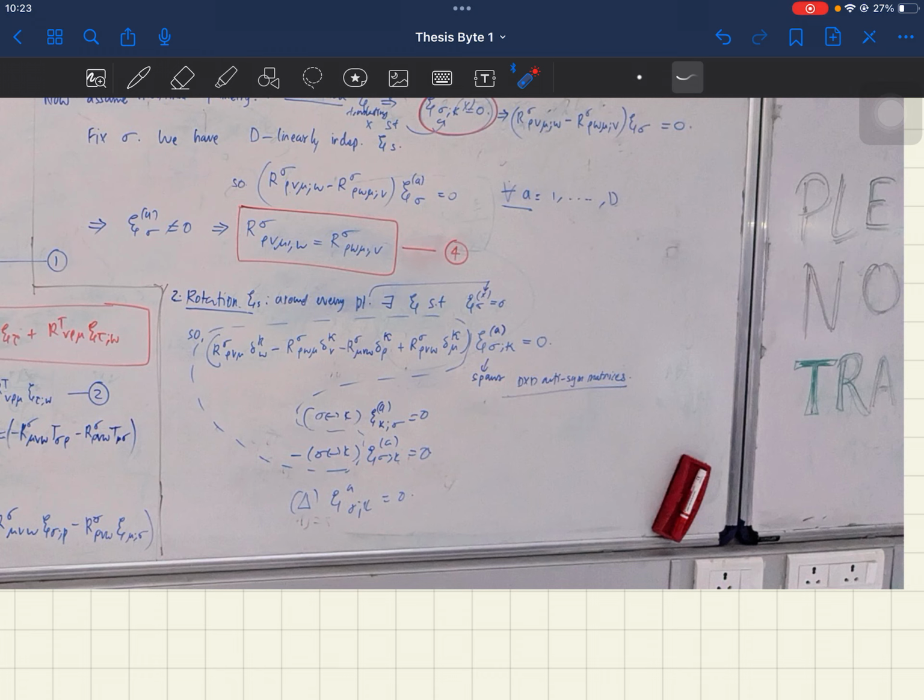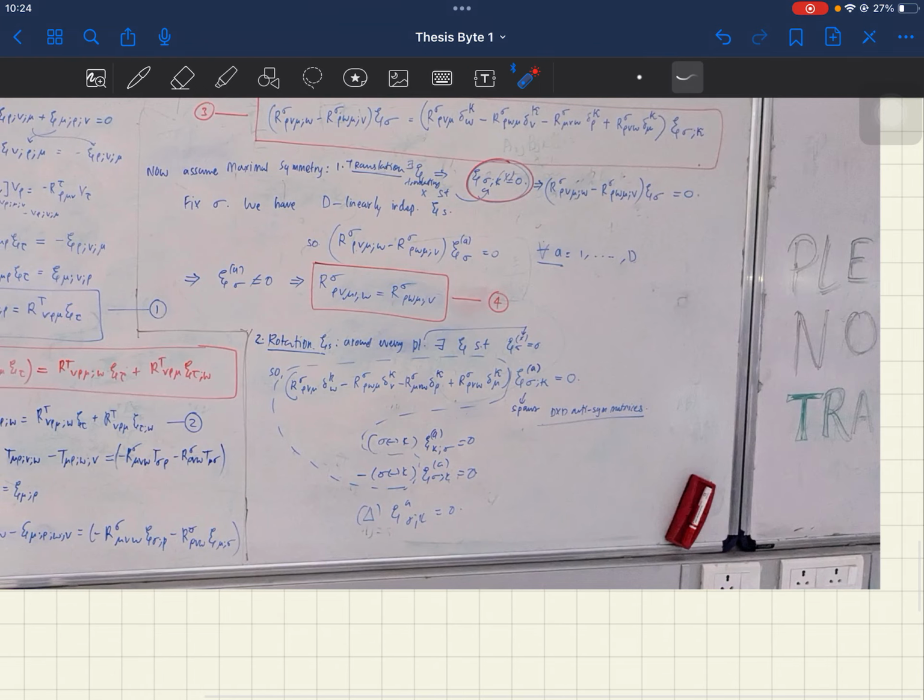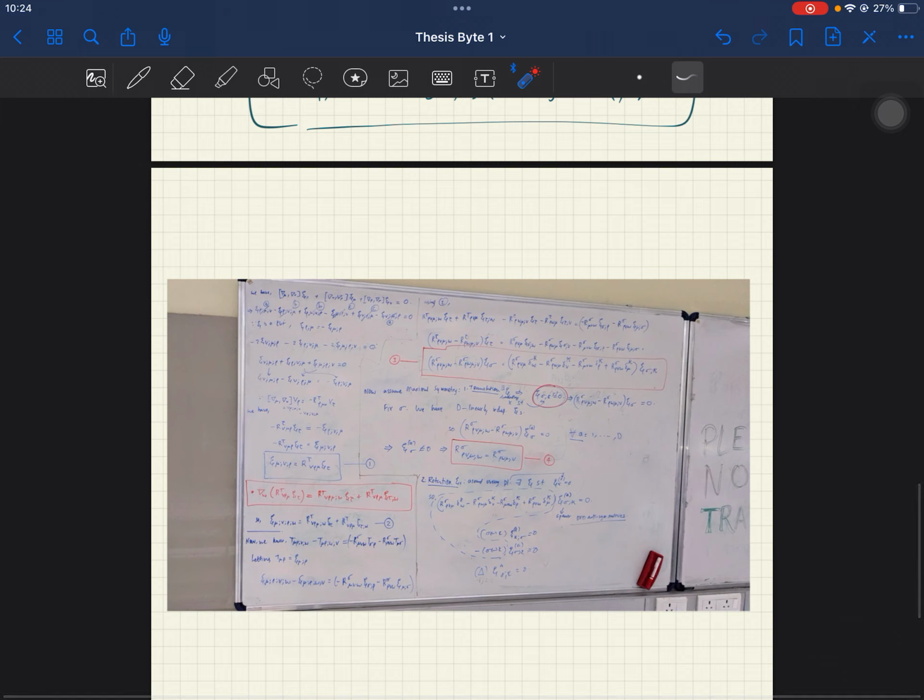Which then, if you assume these are independent and they span the antisymmetric matrices and all that, you get a symmetry condition on that, which is fine.